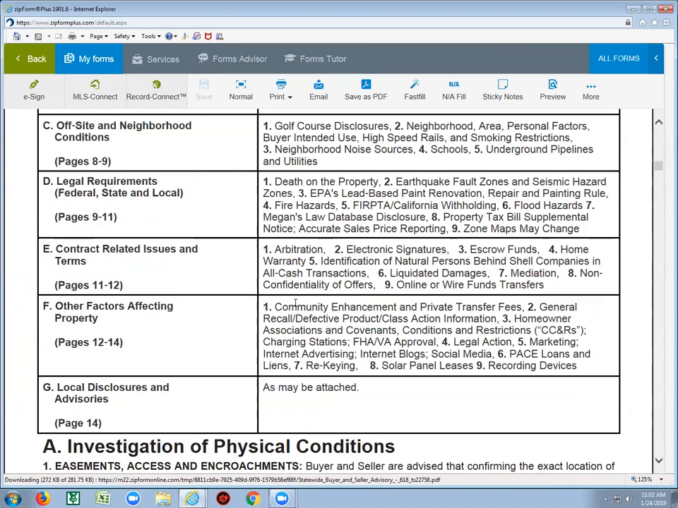C, offsite and neighborhood condition. Golf course disclosure, neighborhood area. I think it's been printed already. Oh no, yeah, just let me go ahead and get this. Got one more copy because I forgot to print.